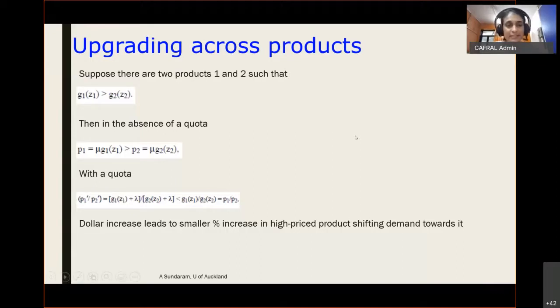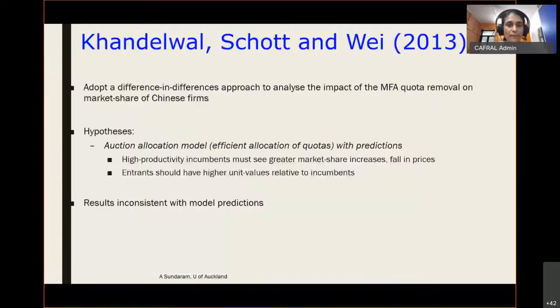Okay, so that's another place where tariffs and quotas are different, because with tariffs you don't get the same impacts unless, of course, it's a specific tariff, right? Okay, so I'm going to talk about one paper here, Khandelwal, Schott and Wei, a very interesting paper, 2013, which looks at the MFA quota and what happened in China.